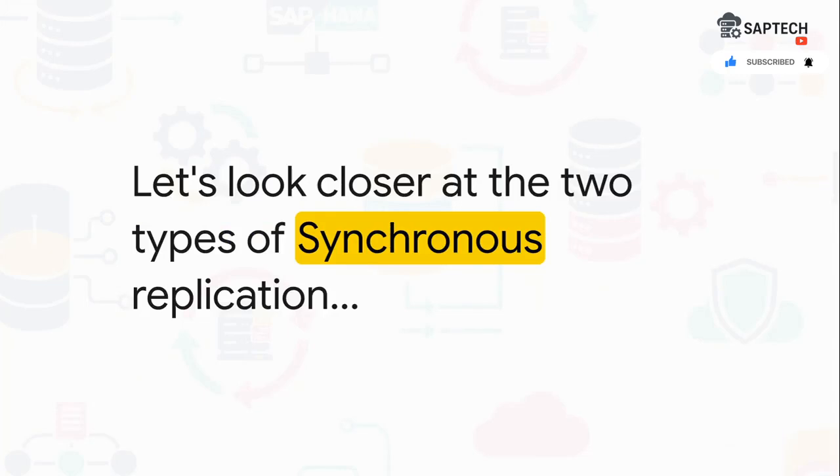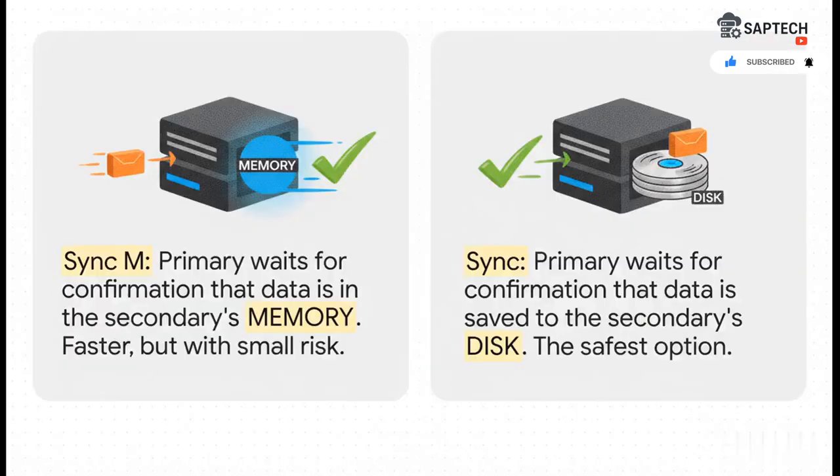But wait, it gets even more detailed. Inside that super safe confirmation-based synchronous mode, you actually have two more options. And they offer this fascinating trade-off between getting things done super fast and being absolutely 100% safe. Okay, so the first option is called Sync-M. The M stands for memory. Here, the primary gets its confirmation as soon as the data hits the secondary server's incredibly fast RAM, so it's quick. The other option is just standard sync.